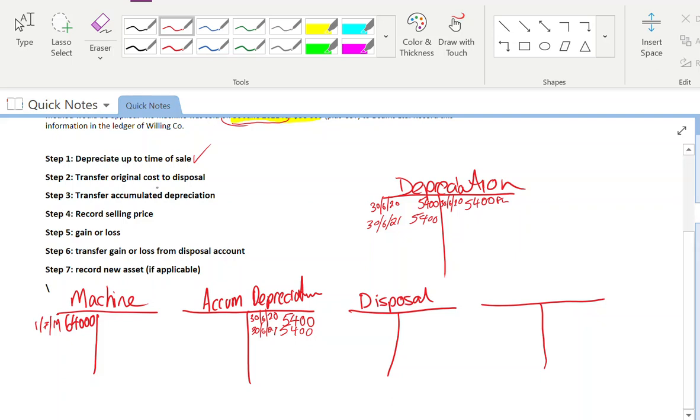We're going to transfer the original cost to the disposal. So I've got my original cost, which is over here. We're going to transfer this over to the disposal. We need to do this over here. So we've got to do several entries here. So in order to move this amount over, we need to credit the account for $64,000 for the same amount.